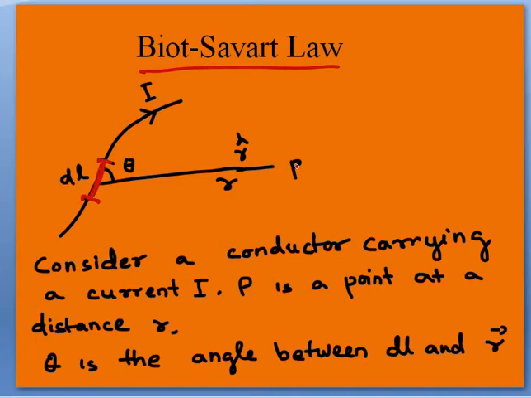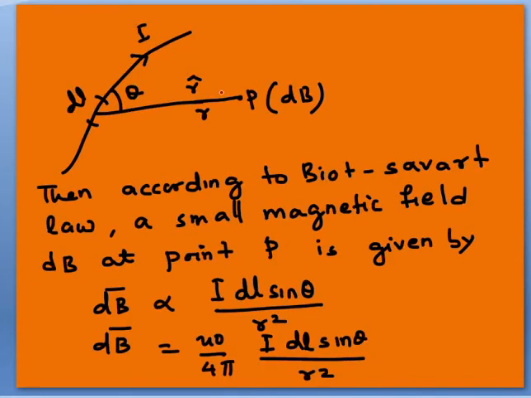Now, to find out the magnetic field at P, first let us find out the angle. We'll write down theta is the angle between dl and R, which is the distance of the point P from the current carrying wire. Now, once you find out theta, then according to Biot-Savart's law, because we are taking a small length here, there will be a small magnetic field dB at point P.